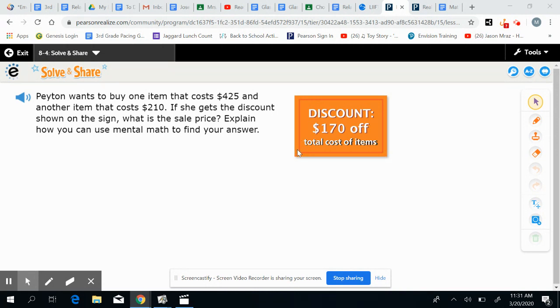Hopefully, you said that we first have to find out the total cost of items. We know that Peyton looks like she wants to buy 2 items, but the discount applies to the total cost. So hopefully you said we have to add first to find our total cost and then do our discount. I'm going to give you a minute to work on your own to solve this problem. Now, they do want you to try and use some type of mental math strategy that will help you. So I'll give you a minute to do this problem on your own.